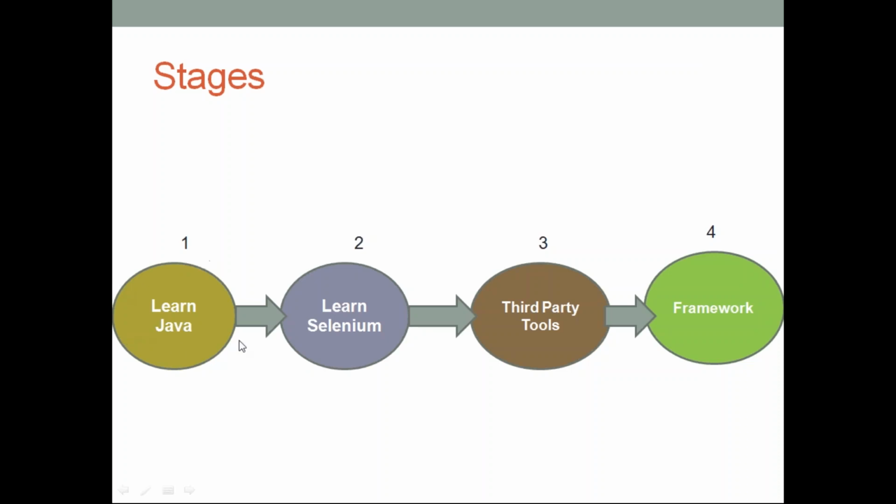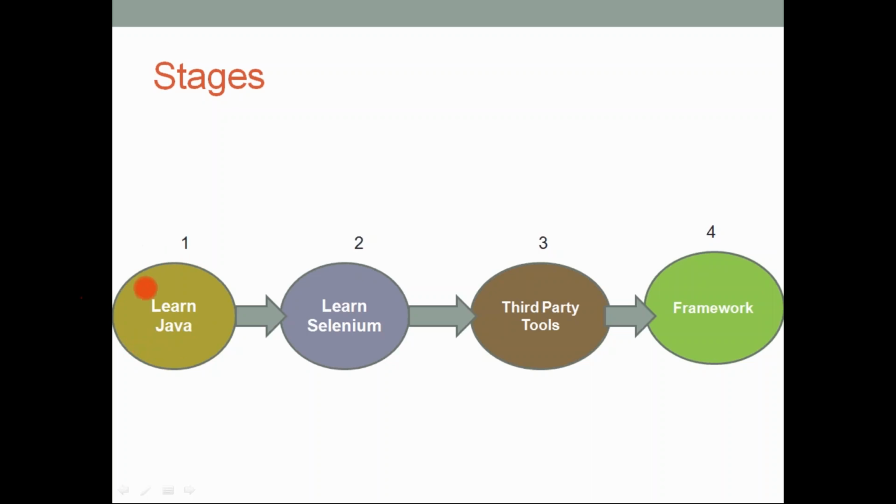So we have different stages in our training. The first stage talks about learning Java. If we want to talk to our automation tool, obviously we have to know the language which the tool can understand. Selenium can understand Java, C Sharp, Perl, Python, PHP, Ruby, and so on. So we will learn one among those languages, and we have chosen Java.